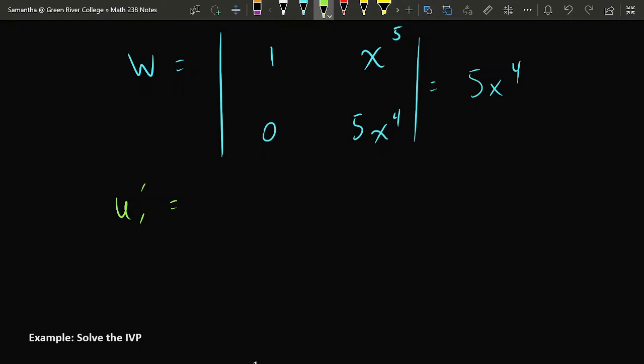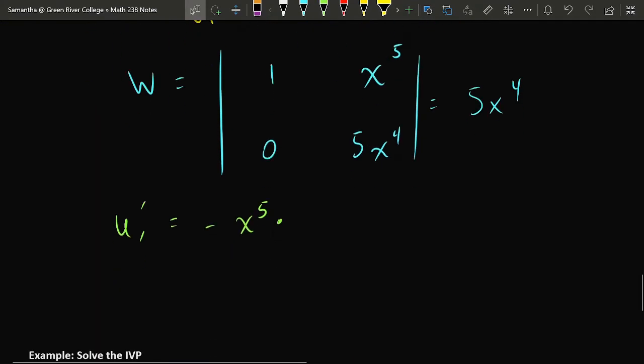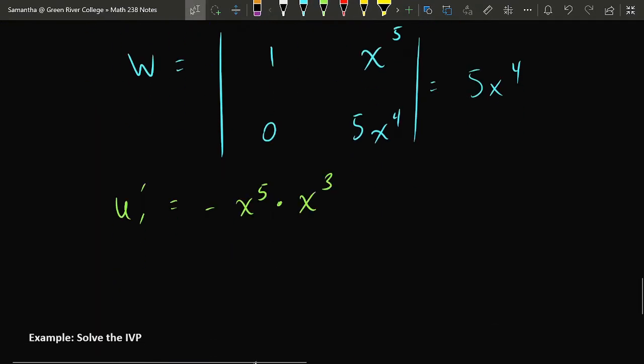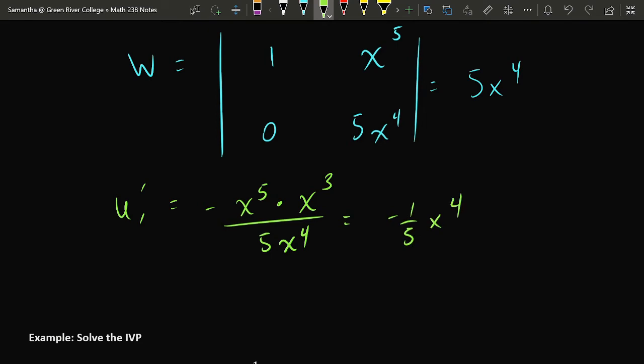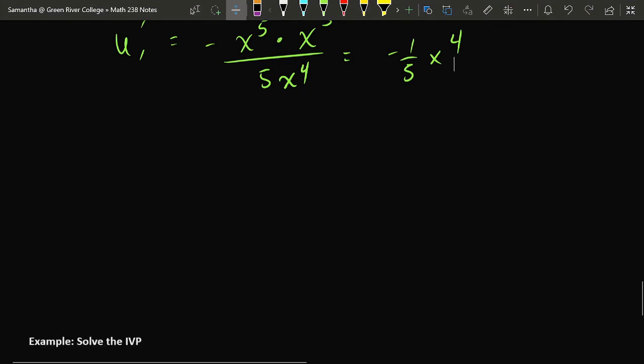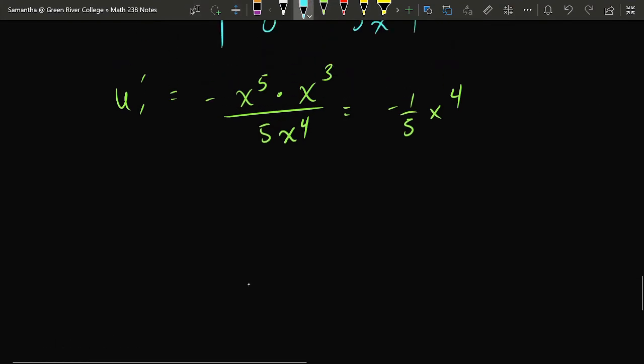u1 prime is equal to negative y2 multiplied by f of x, which was x cubed, divided by the Wronskian. So after simplification, this looks like x to the 4th power times negative 1/5. So integrating that is really easy. It's just a power function. The integral is u1 equals negative 1 over 25 x to the 5th power.